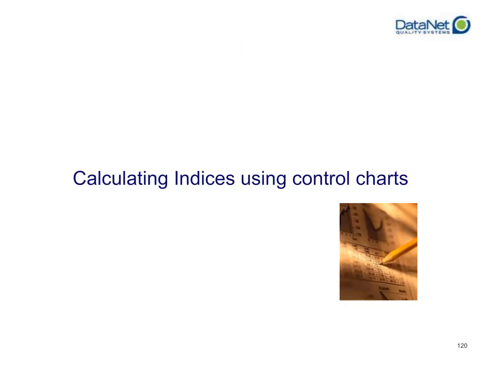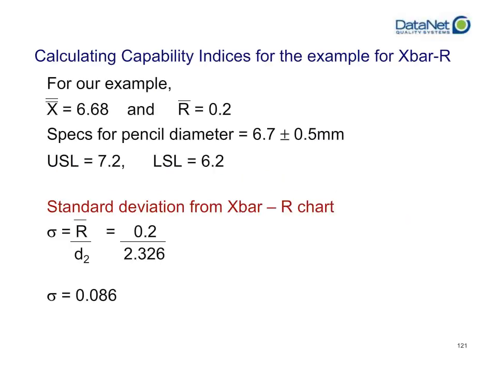So we're going to demonstrate an example in a scenario where we've already made our control charts, so we already have all of our calculations done for us. If we go back to our X bar and R example we did earlier, we had an X double bar, a grand average, of 6.68, and an R bar value, a grand average of our range, of 0.2. And again, this is the pencil manufacturer we were dealing with earlier.